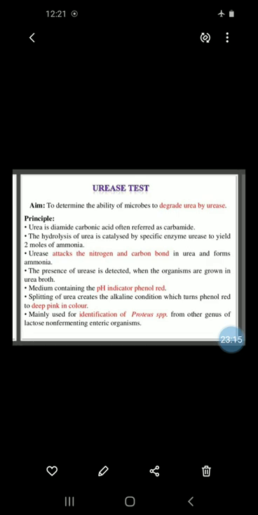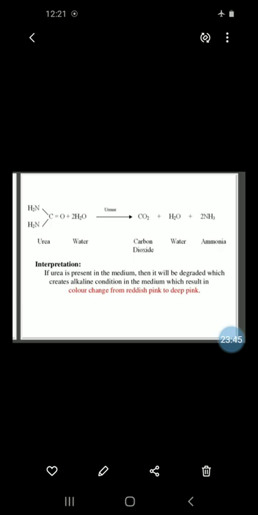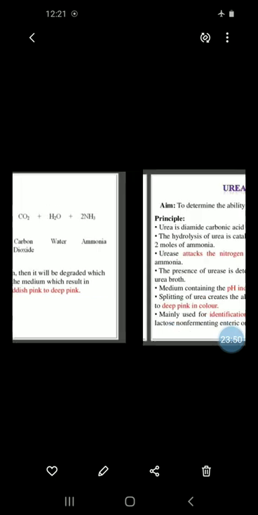Urea is diamide carbonic acid. It is referred to as a carbamide. Keep in mind what I am saying. Then the hydrolysis of urea is catalyzed by a specific enzyme, that is urease. It gives two molecules of ammonia. Here we can see the reaction: urea plus water gives carbon dioxide, water and ammonia.